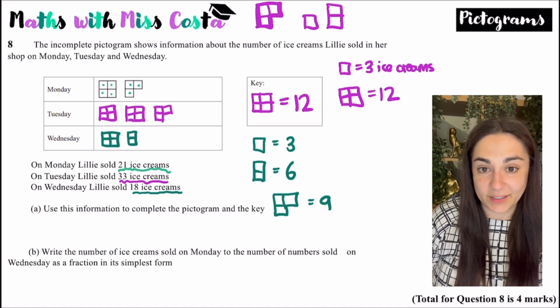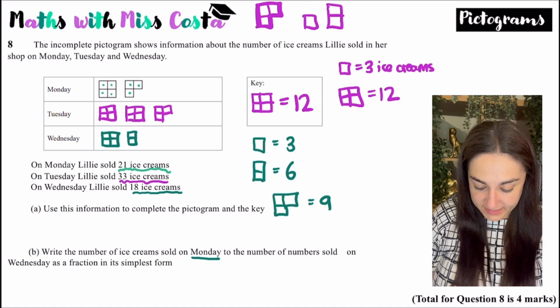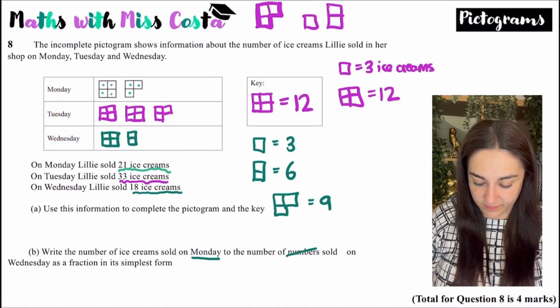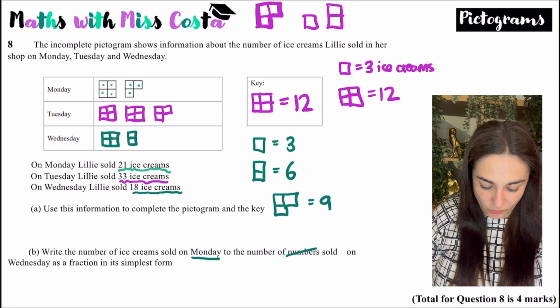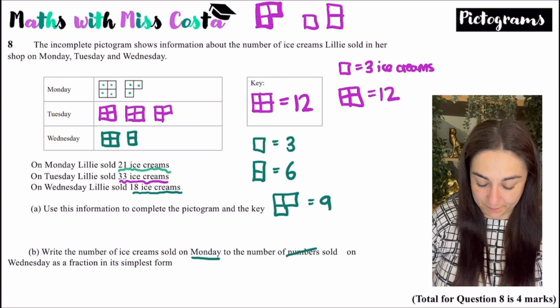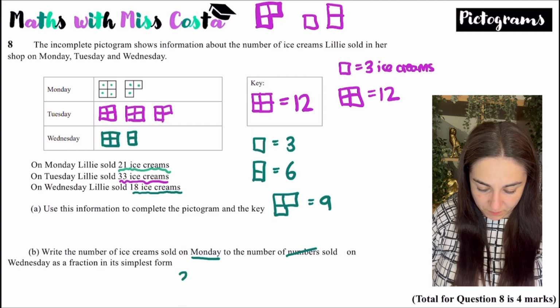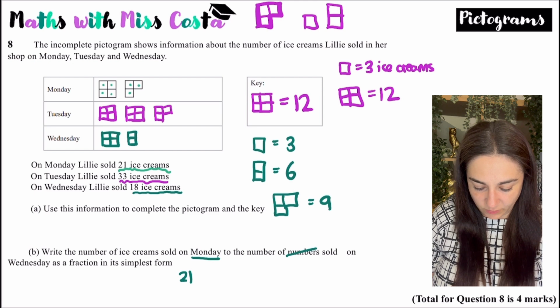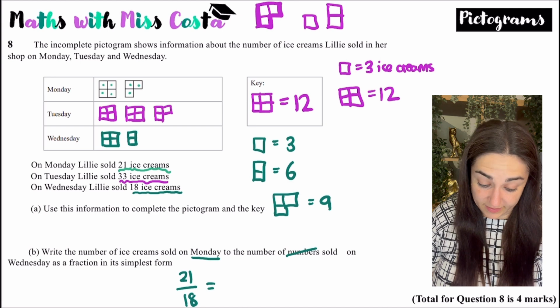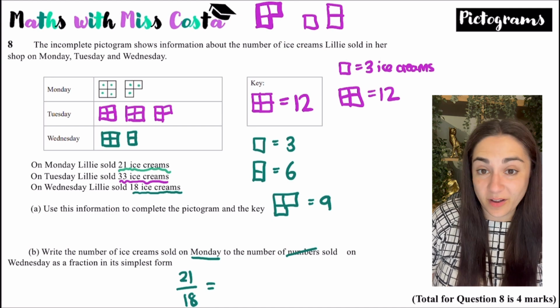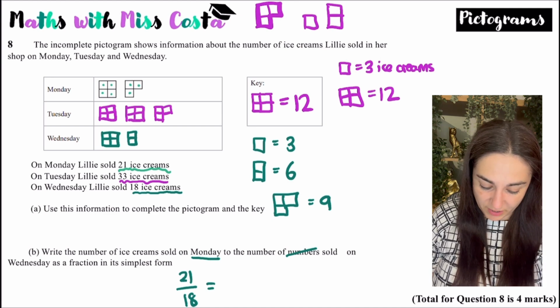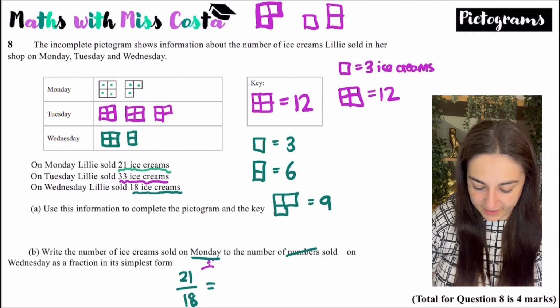So next it says, write the number of ice creams sold on Monday to the number of ice creams sold on Wednesday as a fraction in its simplest form. So on Monday, they sold 21, and on Wednesday, they sold 18. So what I would do is I'd say the number of ice creams on Monday were 21, on Wednesday it was 18, so that would be 21 over 18. And I need to simplify that.